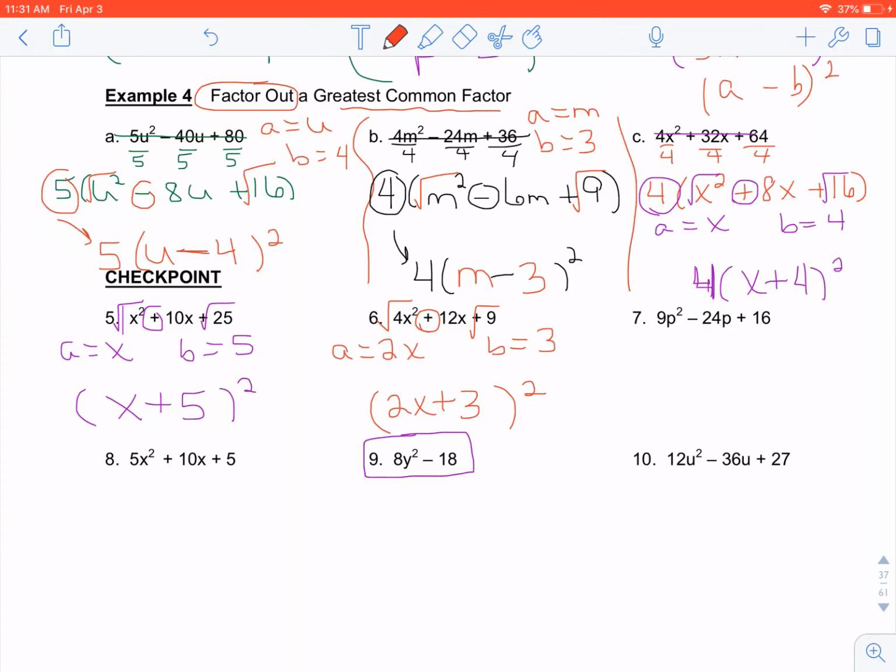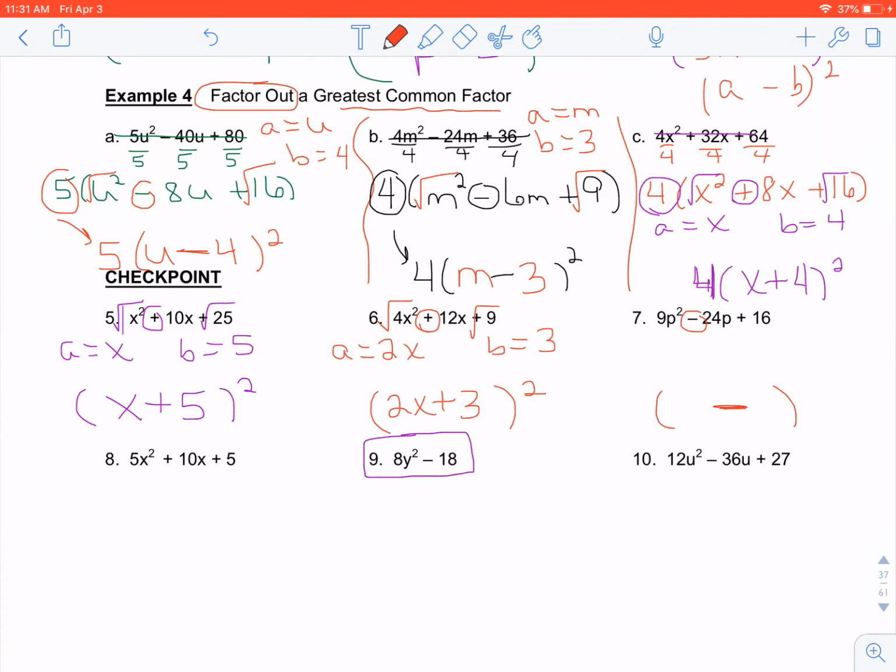Number 7, again, GCF: 9, 24, 16. So think, are they divisible by 3? Well, yeah, the first 2 are, but 16 can't divide by 3. Are they divisible by 4? 9 isn't divisible by 4. So no GCF. Second step, a minus sign.